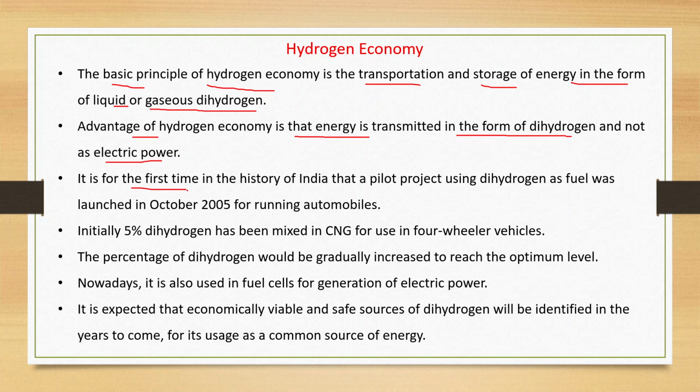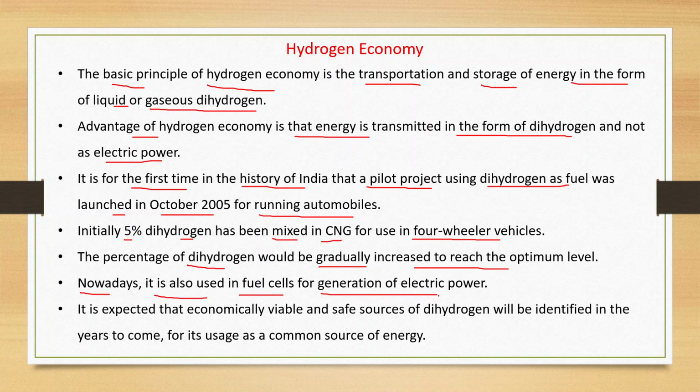It is for the first time in the history of India that a pilot project using dihydrogen as fuel was launched in October 2005 for running automobiles. Initially, 5% dihydrogen has been mixed in CNG for use in four-wheeler vehicles. The percentage of dihydrogen would be gradually increased to reach the optimum level. Nowadays, it is also used in fuel cells for generation of electric power.